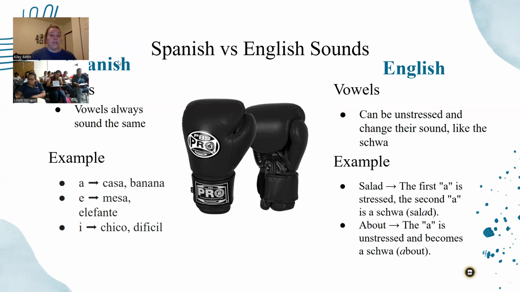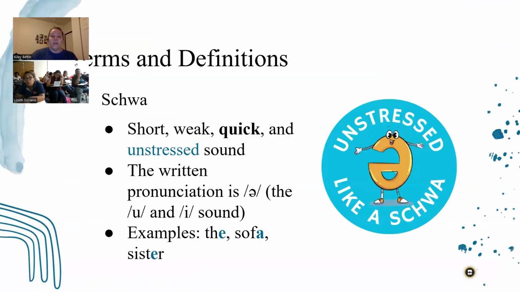So a few examples before we dive deep into what's next is going to be salad. So that first A is stressed because it actually says its vowel pronunciation. And then that second A at the end, that A makes the I sound. So it's salid. And then in that second example, in about, that A is unstressed because it's going to make that sound. And that's what becomes that schwa sound.